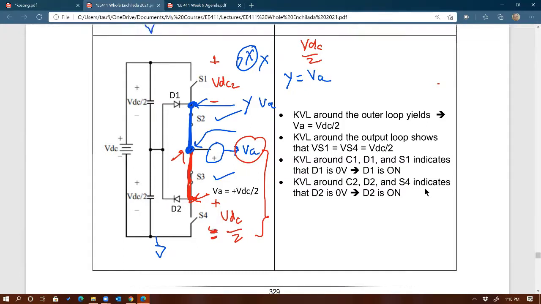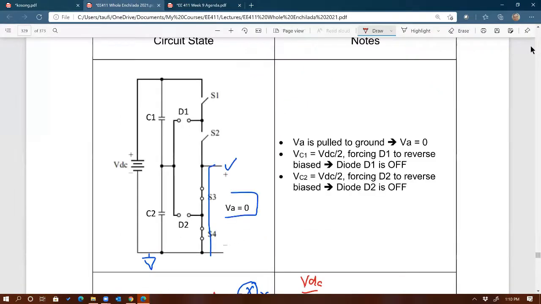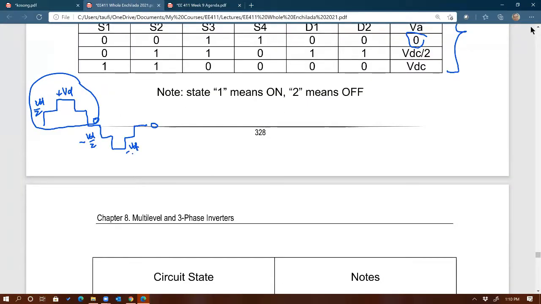Any question on that? How about the last level? How do you get plus VDC?